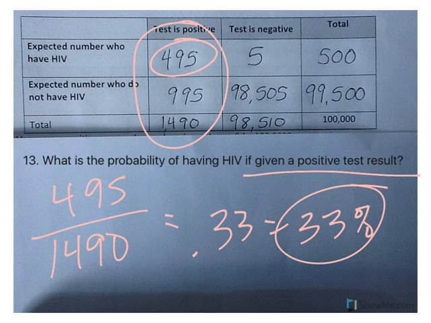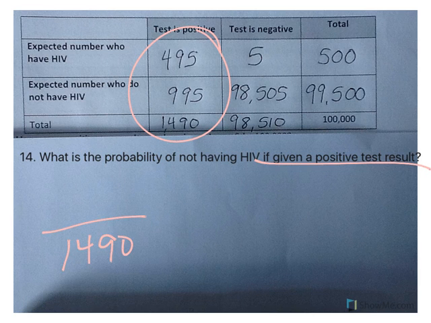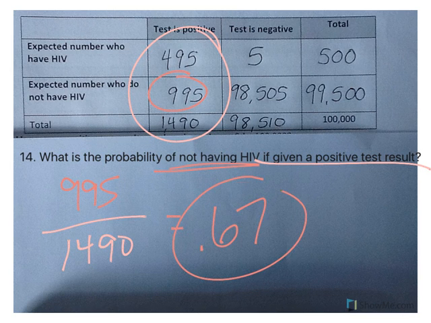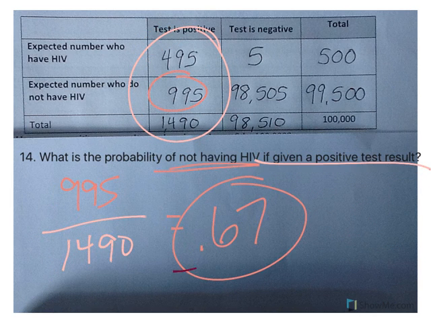This is why people get second opinions, because there is the possibility of you being wrong, and depending on the test and the numbers, there's different probabilities. So what's the probability of not having HIV if given a positive test result? So again, we're in the positives, denominator 1,490. Not having HIV is 995. So that gives me 0.67. You will see 0.33 is testing positive with HIV, 0.67 testing positive without HIV. Those add up to all their complements, right?